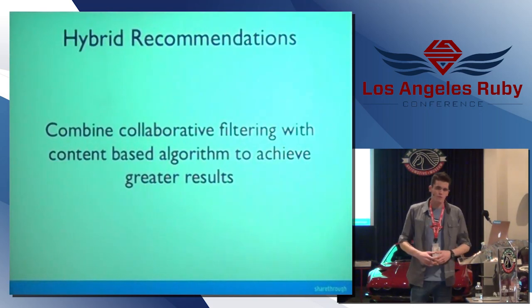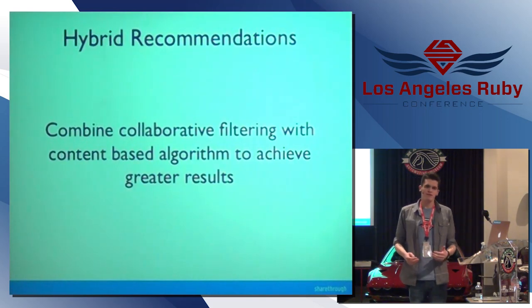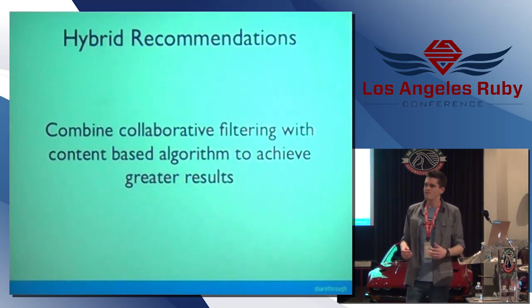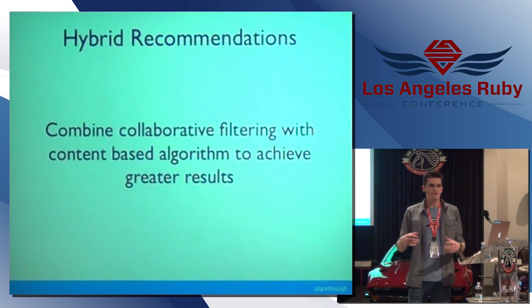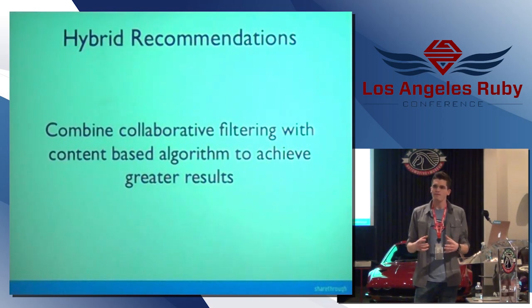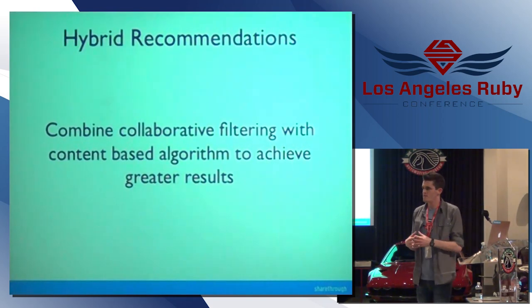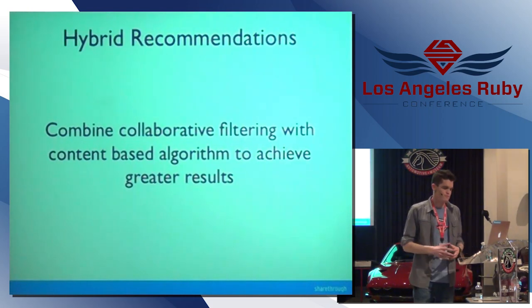It turns out there's a way to solve this problem, and that's with hybrid recommendations. Hybrid recommendations are a way of combining the best of both worlds. You take collaborative filtering, and you take content-based recommendations, and you combine them in such a way that you get better performance than you would with any individual approach.